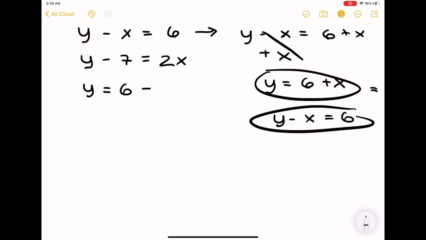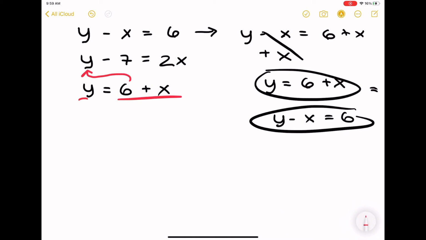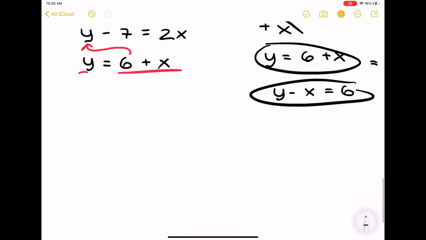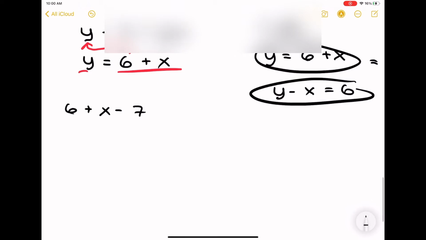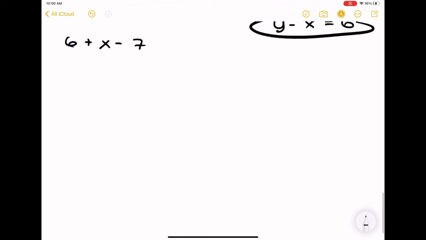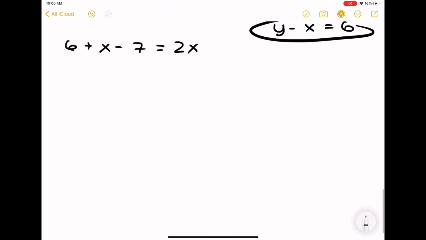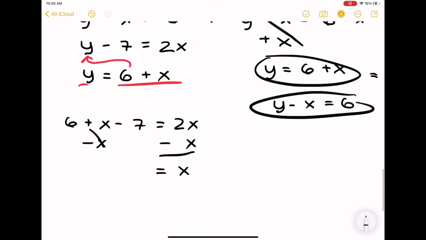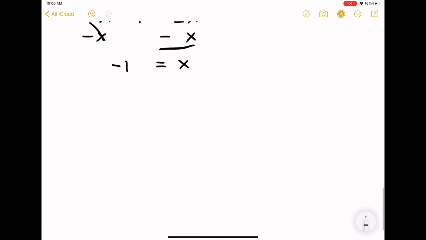At the end, I will also check to make sure that they are the same, but when you do this, you can actually use the substitution method. So now we have our two equations: y minus 7 is equal to 2x, which was the original one we had, and y is equal to 6 plus x. So we plug in y is equal to 6 plus x where y was, and then we simplify, subtract x from both sides. We get x is equal to negative 1.